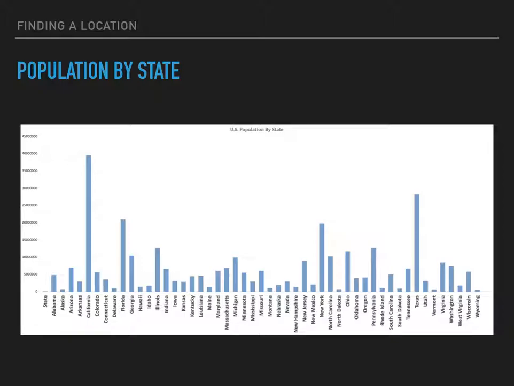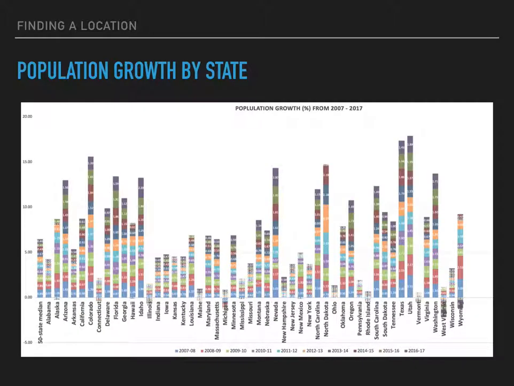So looking at state populations, we can quickly identify California and Texas as the two highest. And for population growth, looking at California and Texas, we can see here California is just a little bit higher than the average, though Texas is quite a bit higher than the average. So Texas is the target state we're going to start looking at.